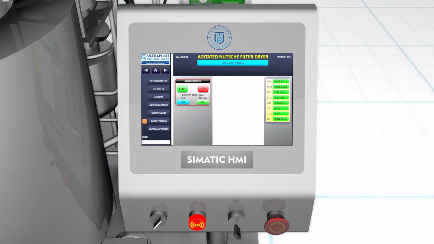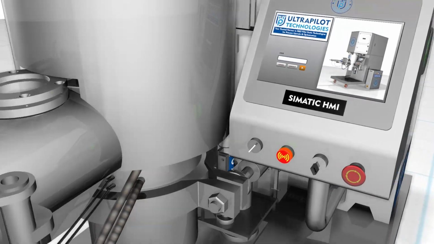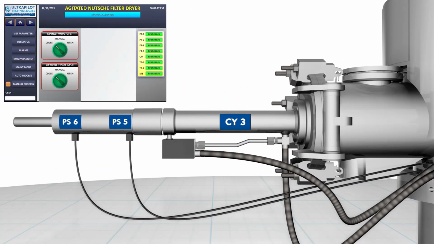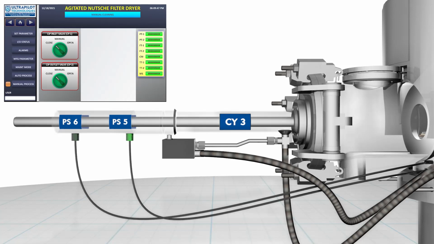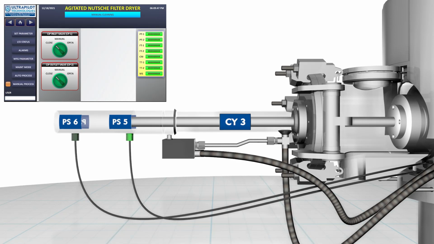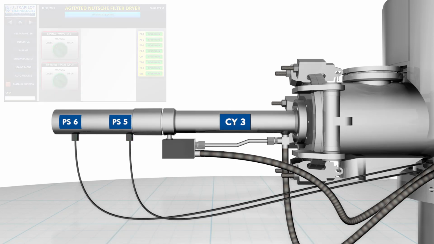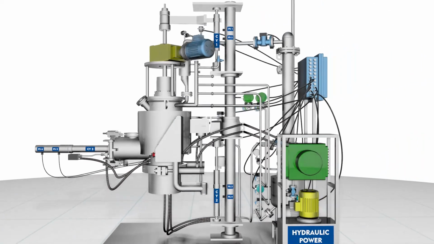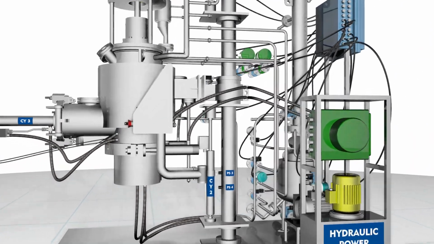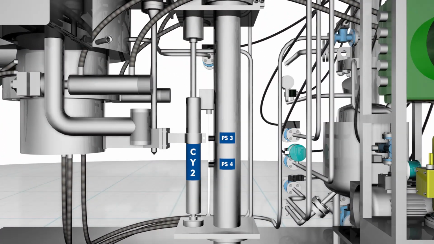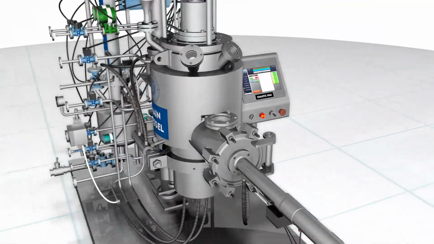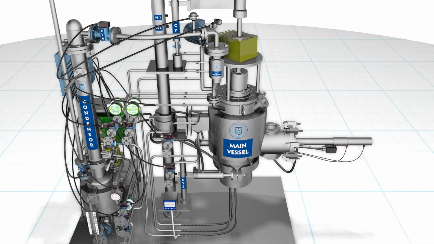The system operation is as follows. To commence operation, the discharge valve operated by hydraulic cylinder CY3 must be in closed condition, indicated by proximity switch PS5. The bottom section operated by hydraulic cylinder CY2 must be in closed condition, indicated by proximity switch PS3. All control valves must be in closed condition.